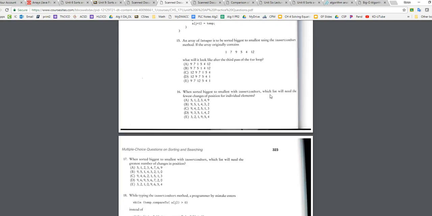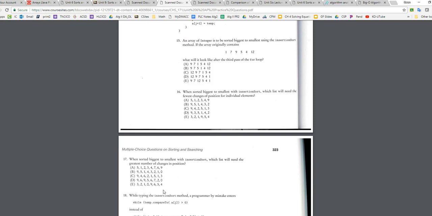Okay? The next few questions on here are after the third pass questions, so you should practice those. I want to look at question number 17. It says, when sorted biggest to smallest with the insertion sort, which list will need the greatest number of changes? So here, I wanted to go from largest to smallest.